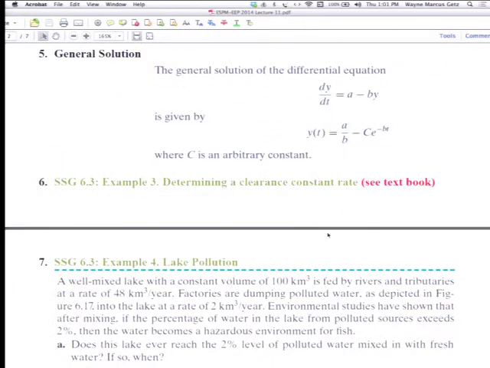So we're going to talk about the case where this is minus b times y. Now, you can integrate this equation from some initial condition in the same way that we integrated.